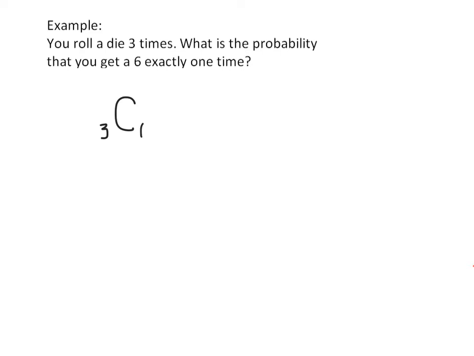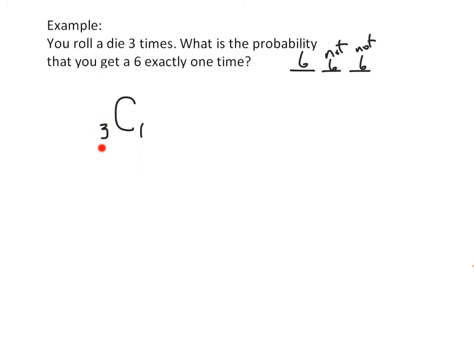Now let's talk about what that tells us. That tells us the number of different ways that you can get that 1 six when you roll the die 3 times. Remember when we did this on the previous screen, I said, okay, the 6 could be here, and then not 6, and then not 6. And how many different ways could that happen? Well, the 6 could either be the first roll, or the second roll, or the third roll. So that's what this computes.